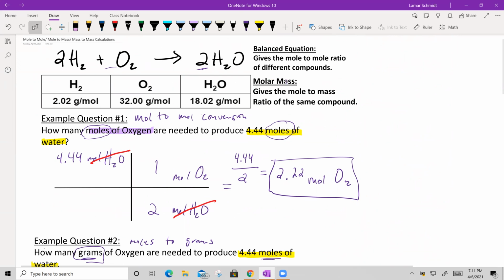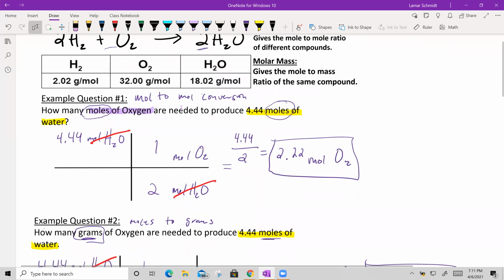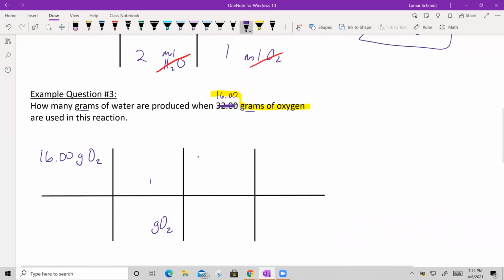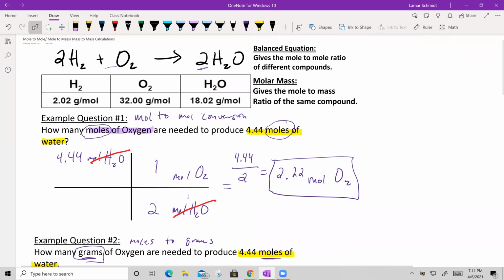So I'm going to use the molar mass because that takes me from mass to mole, grams to mole. And so it is 32 grams per mole. So we're going to put grams of oxygen to moles of oxygen. And then make sure you pay attention to this, all right?